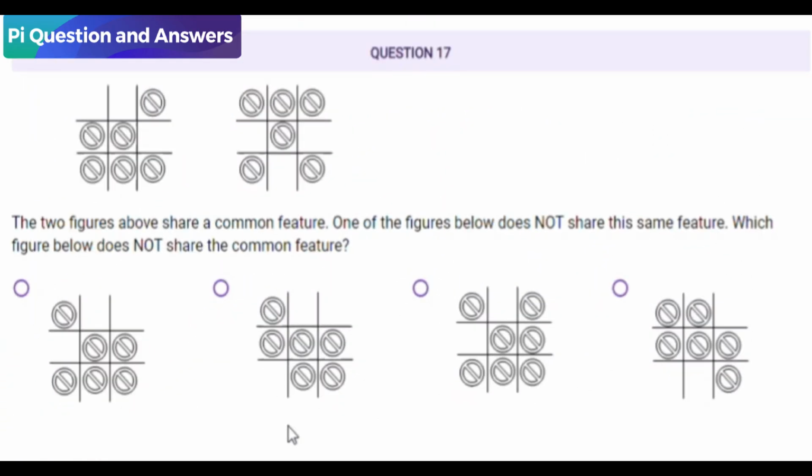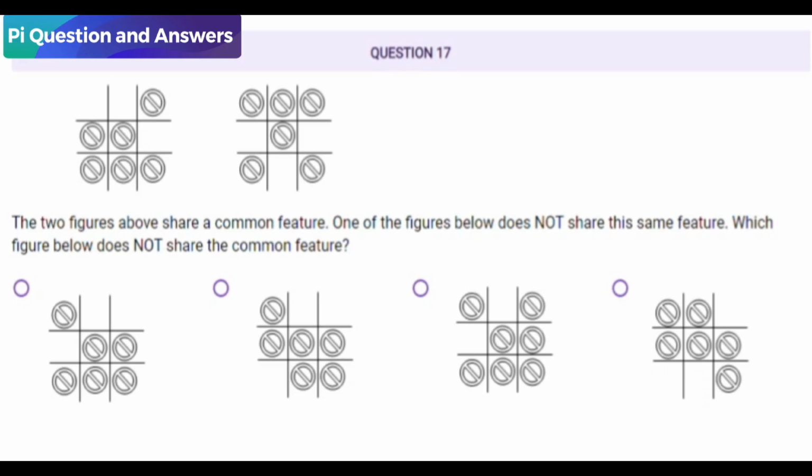Question number 17. Question: the two figures above share a common feature. One of the figures below does not share this same feature. Which figure below does not share the common feature? Explanation. First, let's carefully examine the two figures at the top. Each figure is a 3 by 3 grid. Some of the cells in the grid contain a circle with a diagonal line through it. Let's call this a crossed circle, and some cells are empty.